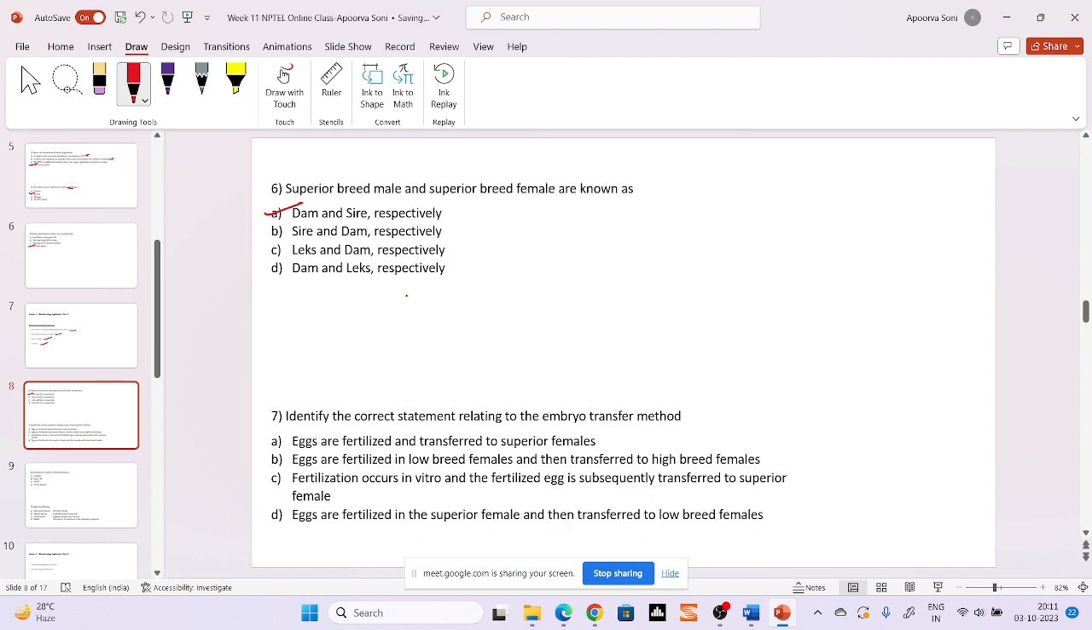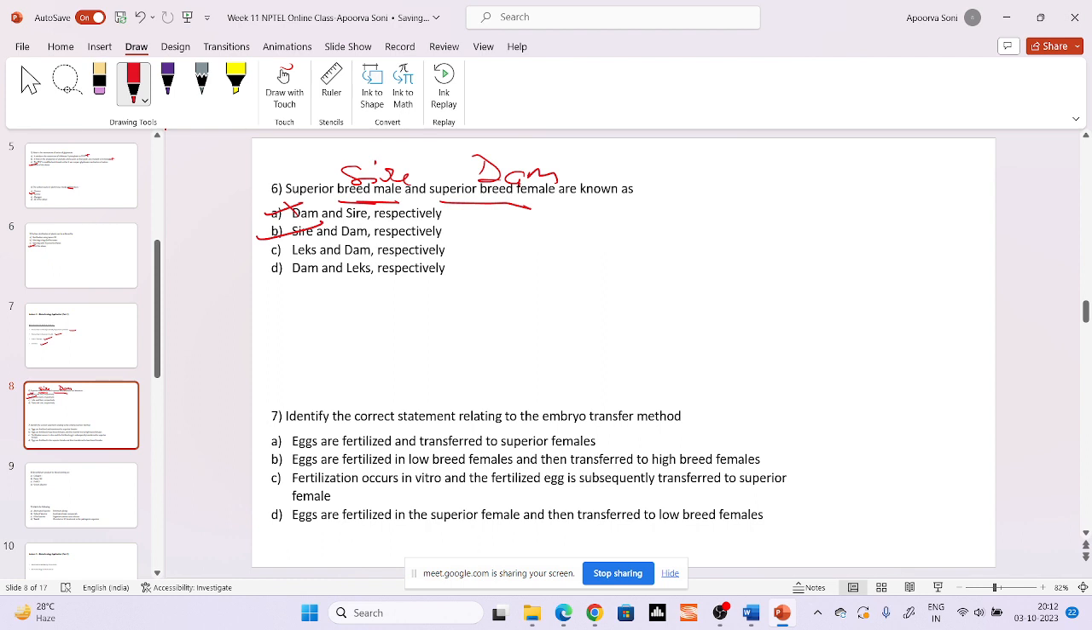The next question is, identify the correct option. Superior breed male. Yeah, sorry. Option B is the correct answer. So superior breed male is known as sire and superior breed female is known as the dam. Option B is the correct answer. Right, good.